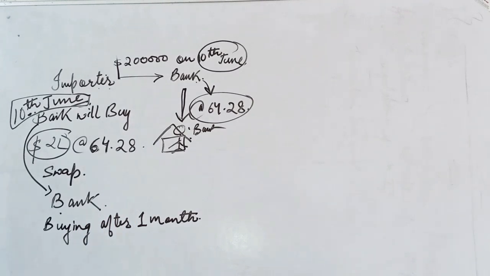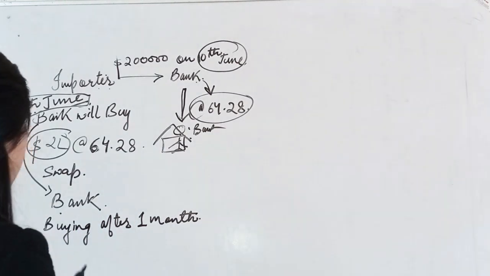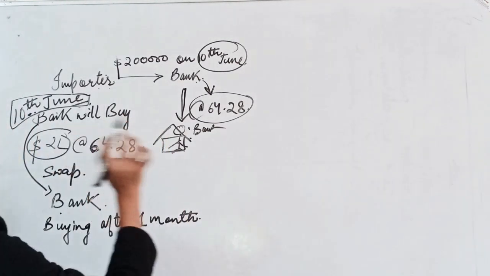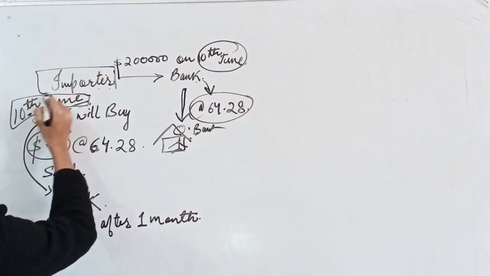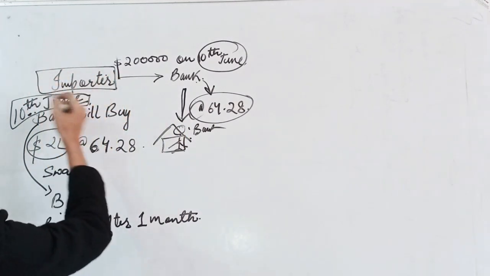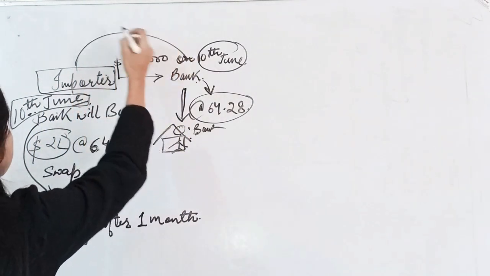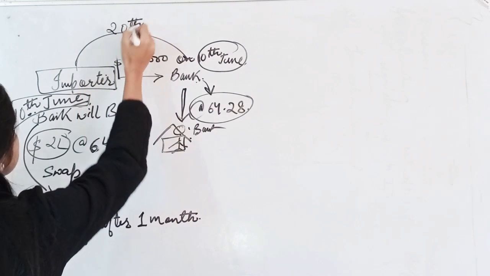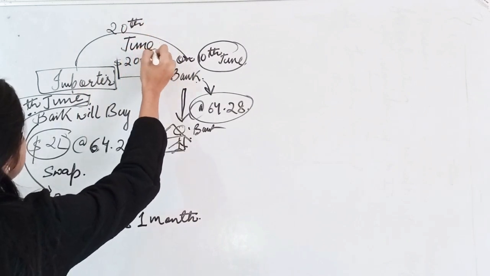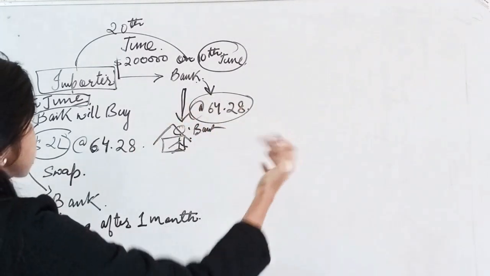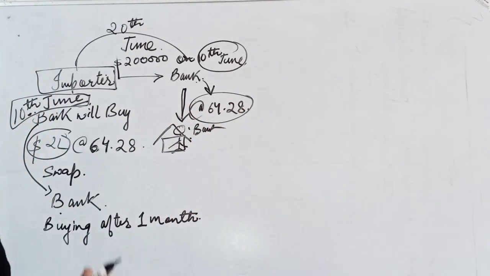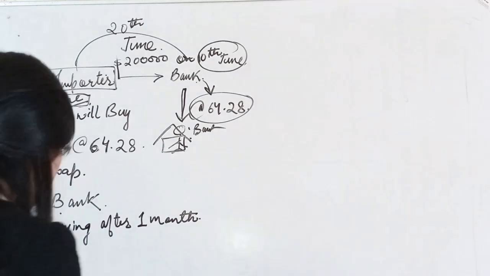Okay, the question is: first we have to calculate the cancellation rate. So, cancellation rate. When will the contract with this importer get cancelled? When this importer comes to the bank on 20th June, either for cancelling the contract or for its extension, the bank first has to cancel the contract on 20th of June. So that cancellation rate has been asked in this question.